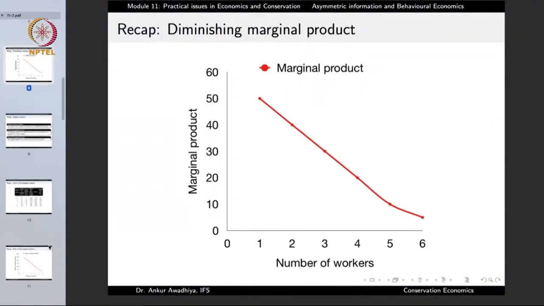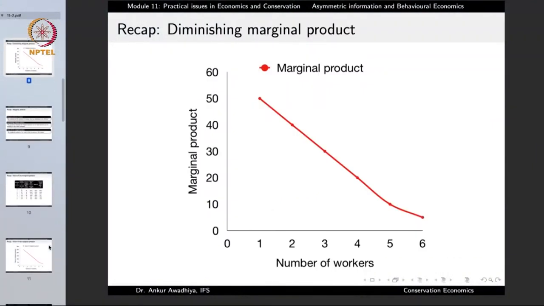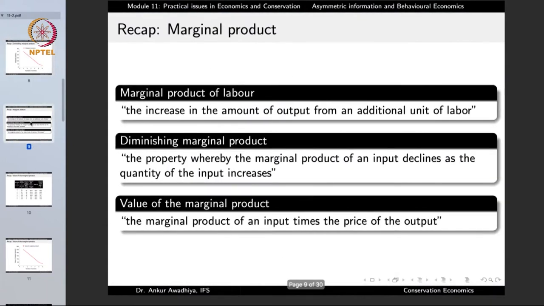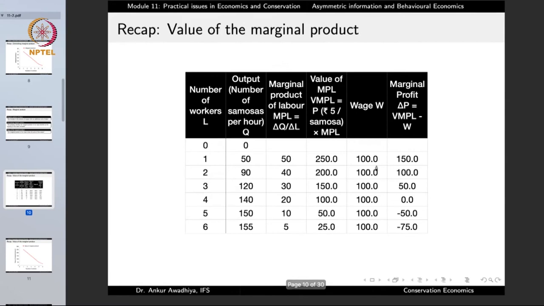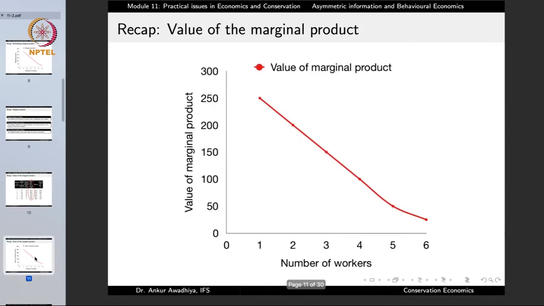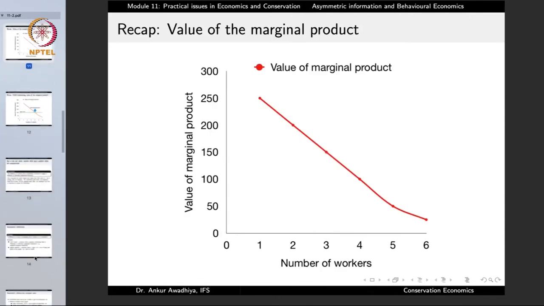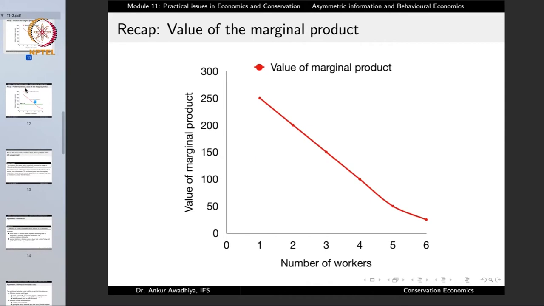Now, we had used this property of diminishing marginal product to compute the value of the marginal product, which is the marginal product of an input times the price of the output. And here we are seeing the value of the marginal product of labor. And we saw that this is also going down, because in the case of a fixed price, this will go down. So the curve will look very similar to that of the marginal product.